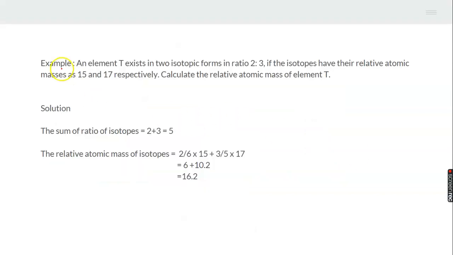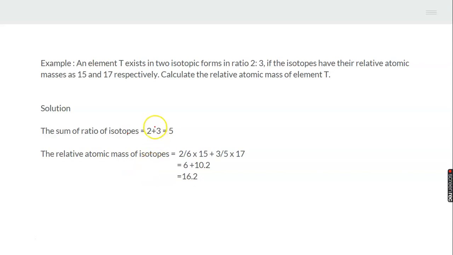So for example, an element T exists in two isotopic forms in ratio 2:3. If the isotopes have their relative atomic mass as 15 and 17 respectively, calculate the relative atomic mass of element T. So the first thing you are going to do when you want to calculate this is to add up their ratio. Their ratio is 2 and 3, so that gives 5.